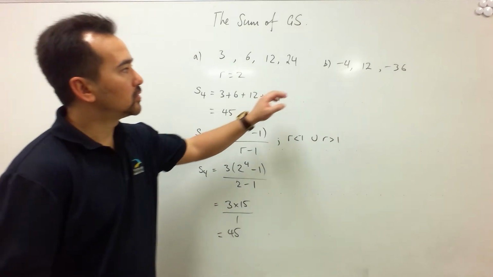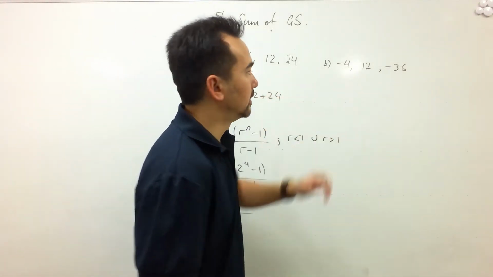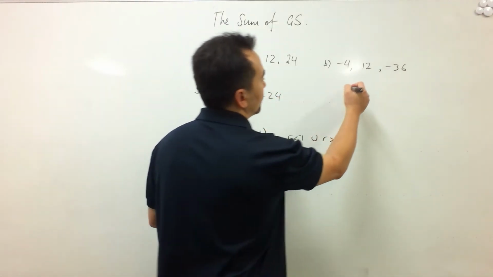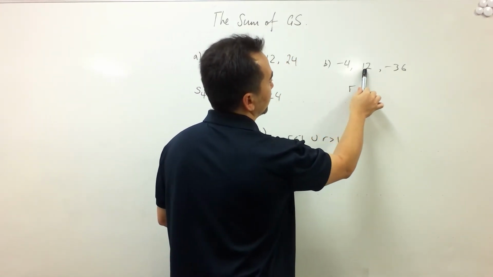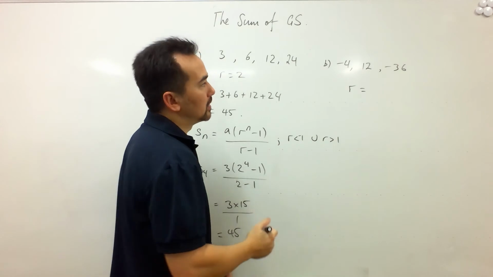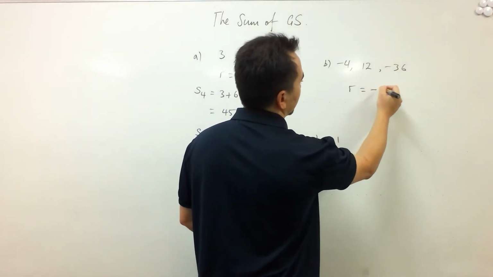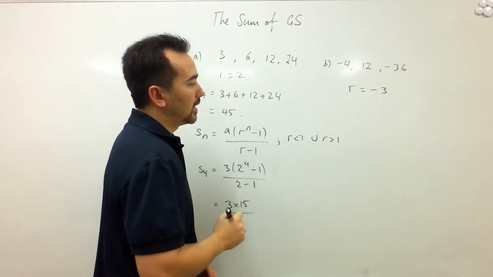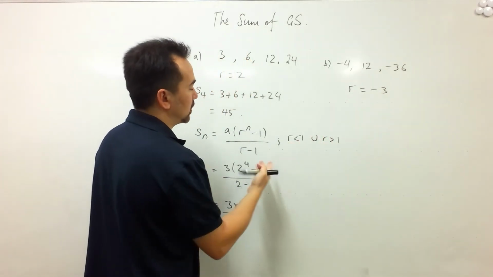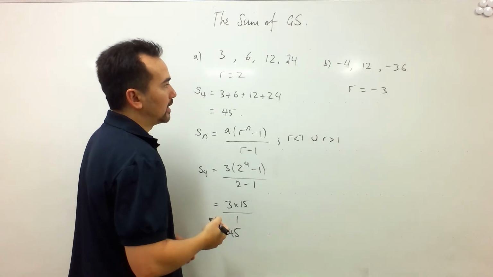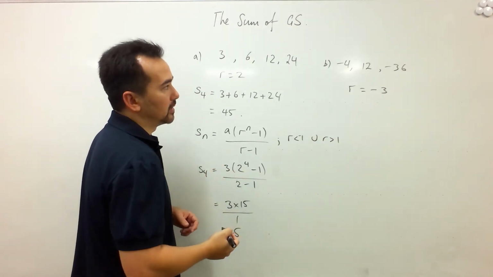All right, let's try question B here. And what is the R value, do you think, in this case? We go -4 to 12, and from 12 to -36. Hopefully you can see that it's going to be -3. And -3 is still less than -1, so we can use this formula. But first of all, let's calculate it manually.